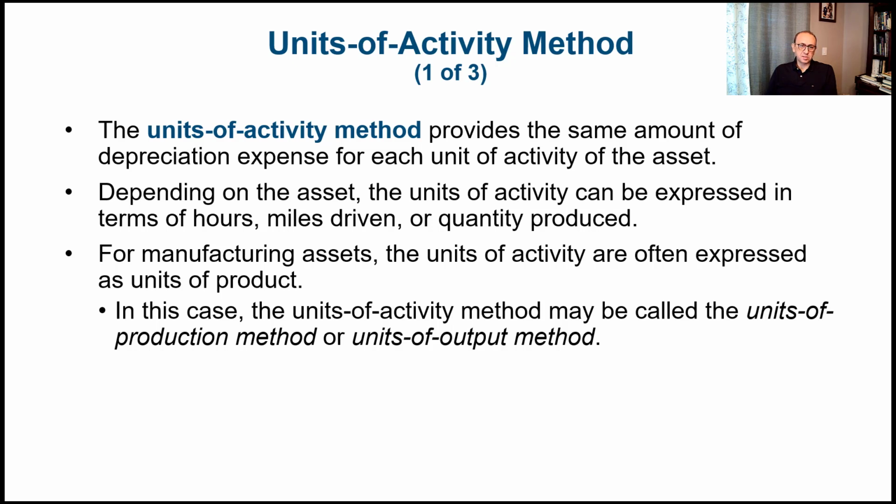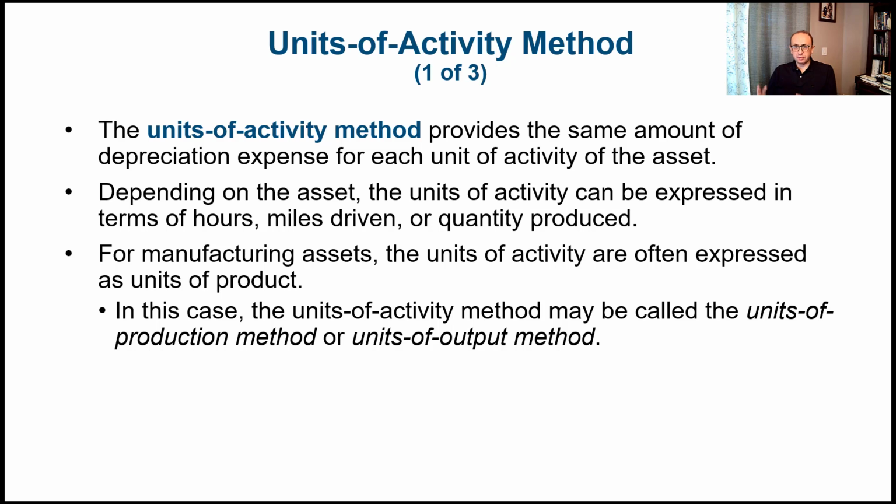Depending on the asset, the unit of activity can be expressed in terms of hours, miles driven, if it's a truck or a car or something like that, or quantity produced. Think about a photocopier machine. The more copies it makes, the more it produces, so it's going to depreciate more or depreciate faster. So for manufacturing assets, the units of activity are often expressed as units of product.